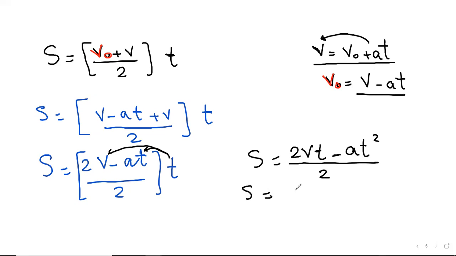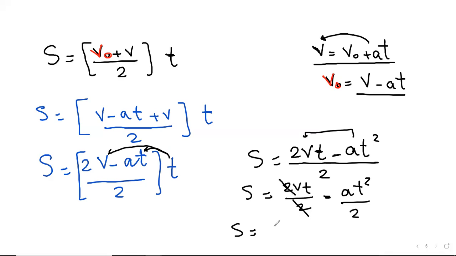Then S equals 2VT divided by 2. All terms of the expression here are divided by 2. So 2VT divided by 2 minus AT squared divided by 2. So S equals, 2 and 2 cancel one another out. So you will end up with V final T minus AT squared divided by 2, which is half AT squared. That's it.